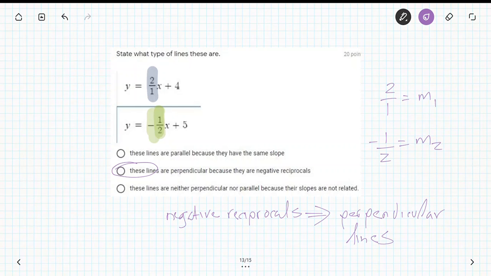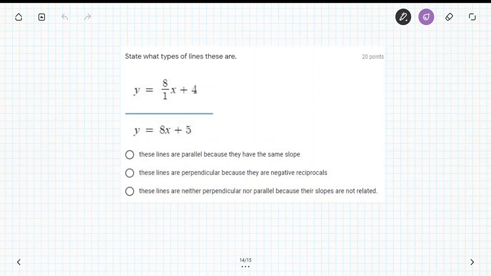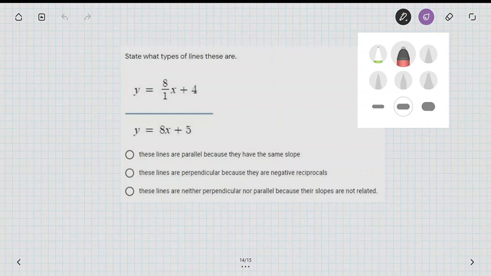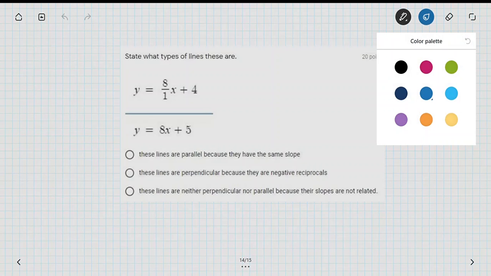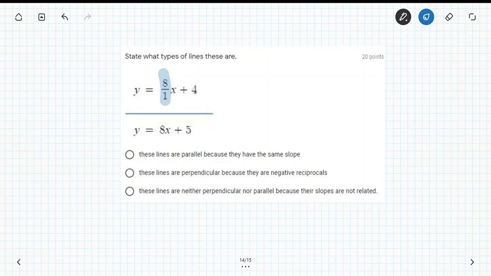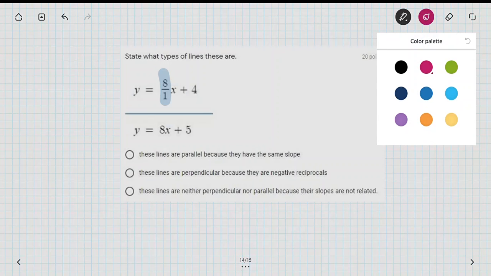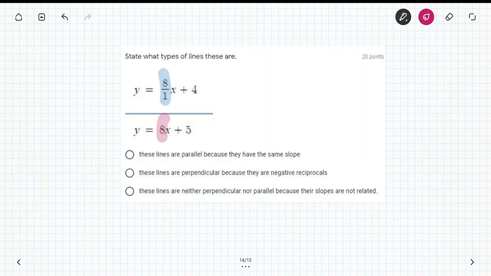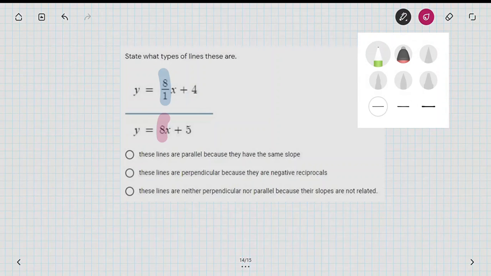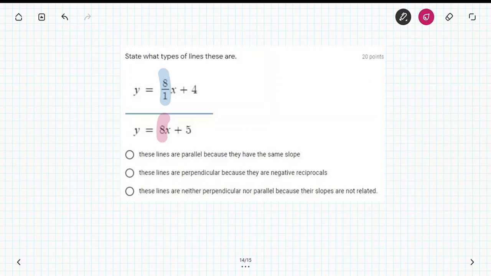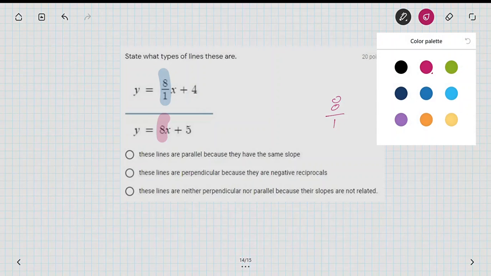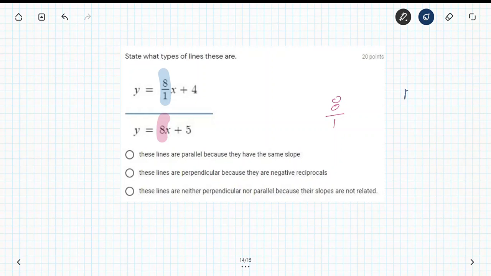Let's move on to the next one. Let's do the same thing we did for the other one. Let us highlight the slope. So 8 over 1, and then the other slope is going to be 8. Now any number that is a whole number has a 1 underneath. So for example, this 8 for the red line has a 1 underneath. So what is the slope of the first line? The slope of the first line is going to be 8 over 1.